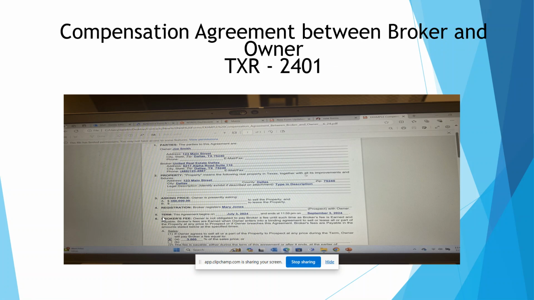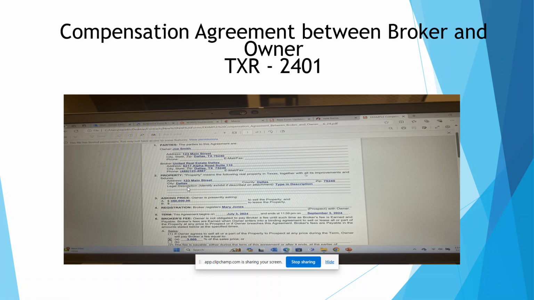Next slide. Compensation agreement between broker and owner, 2401. So we're still on the buying side. This is the document we've used with for sale by owner forever. If you are dealing with an owner, not with another broker, you better make sure you have this signed. This says specifically that the owner will pay the broker X percentage to buy their house.